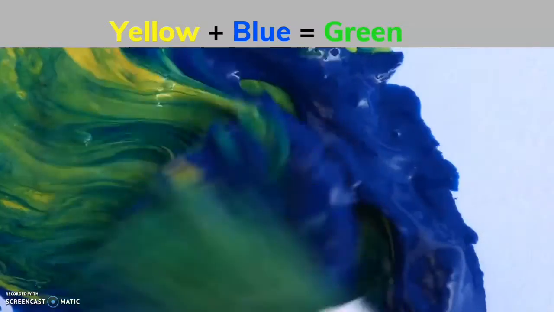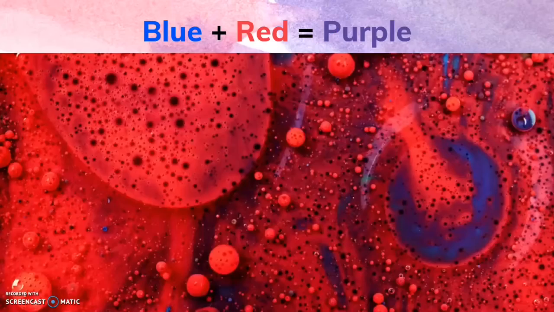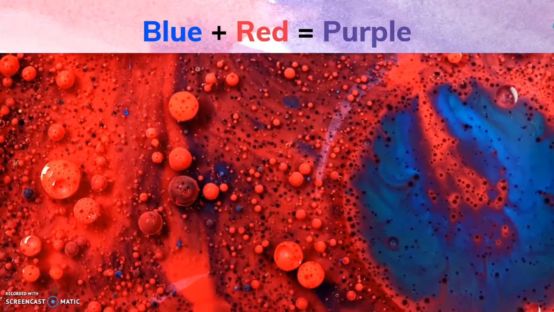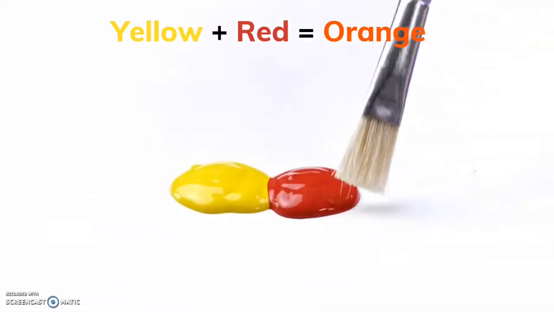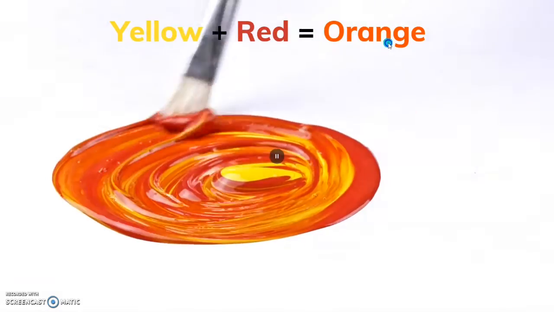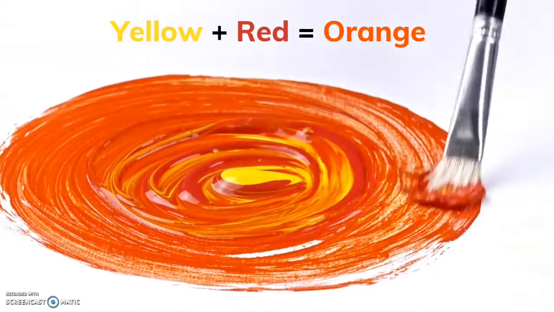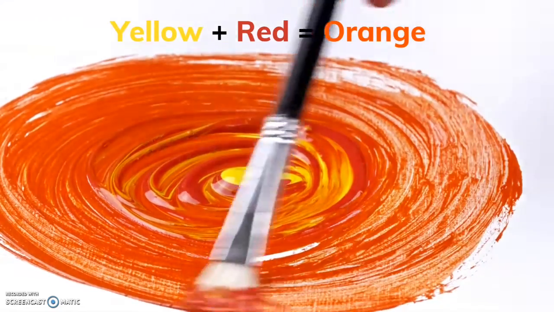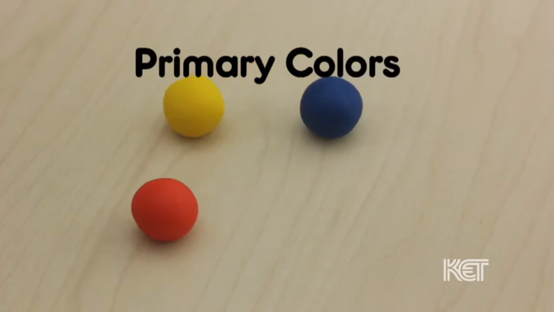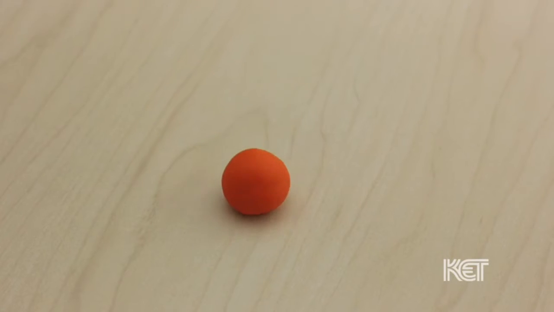When you mix the primary colors, yellow and blue, you get green. When you mix the primary colors, blue and red, you get purple. When you mix the primary colors, yellow and red, you get the secondary color, orange. But what if instead of mixing paint, we mix other things? What if we started mixing Play-Doh? Let's find out. Red, blue, and yellow are called primary colors. When you mix primary colors, you can make purple, green, and orange.